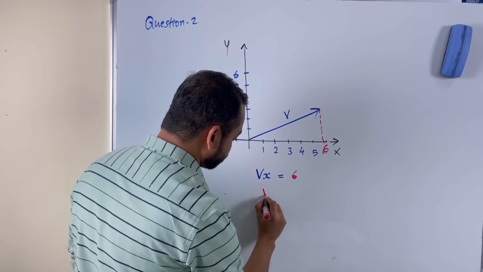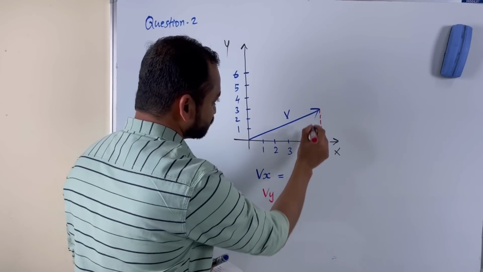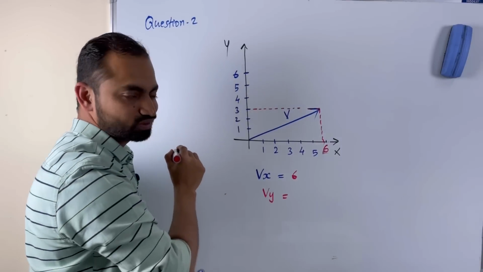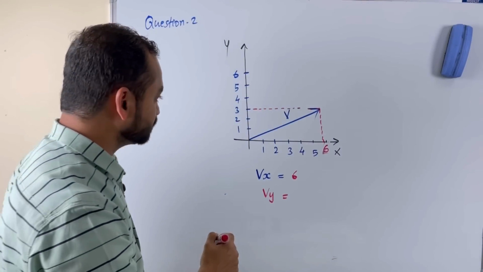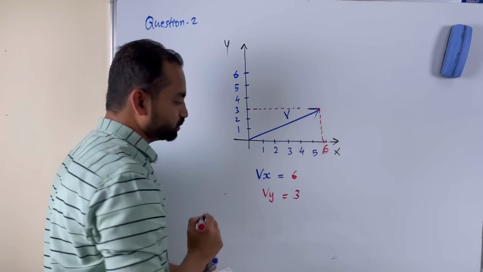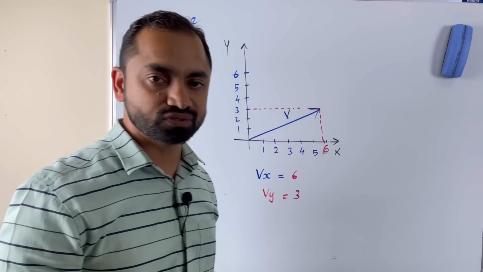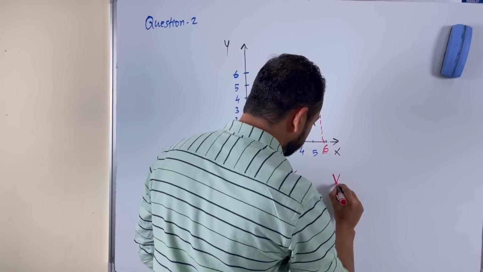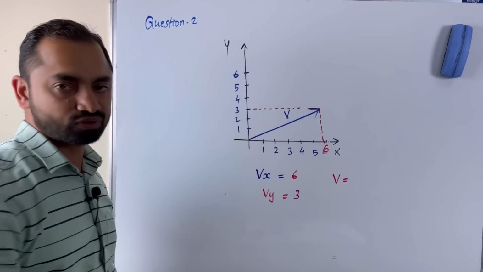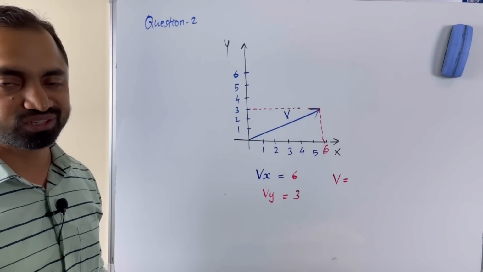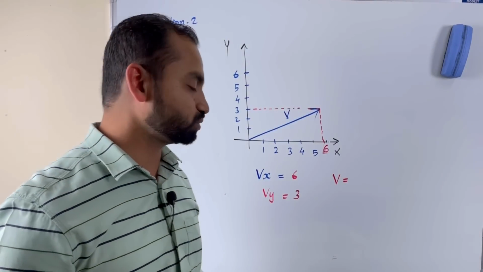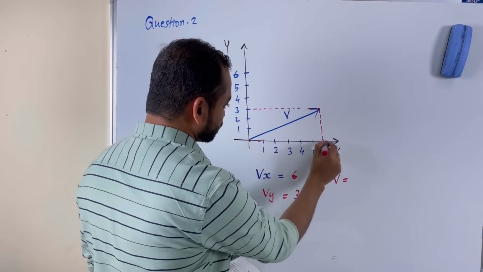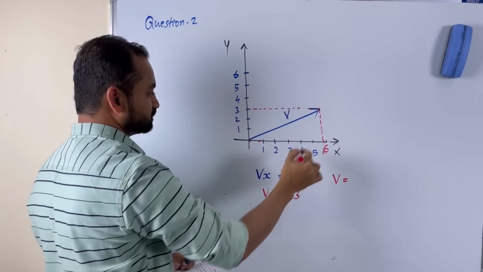Then to find Vy, from the head you draw a line to the y-axis. What value did you get for Vy? You got 3, right? So now you have the x component value and the y component value. How do we calculate this vector V, the magnitude of this vector? You can calculate the magnitude using the Pythagorean theorem. You know Vx is equal to 6 and Vy is equal to 3.